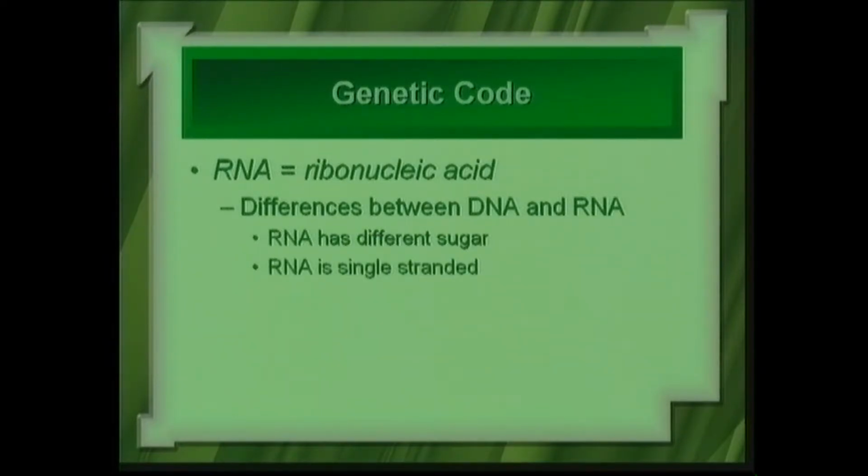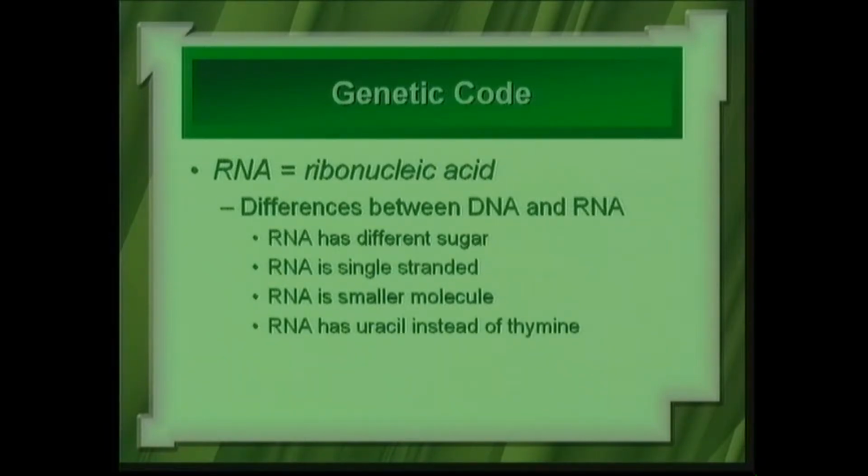RNA, furthermore, is generally single-stranded in eukaryotes, whereas DNA is double-stranded. Thirdly, RNA tends to be a smaller molecule, because generally the DNA that codes for the RNA only codes a little bit of the genetic code on the DNA. And another thing is that RNA uses uracil as a match for adenine instead of thymine.